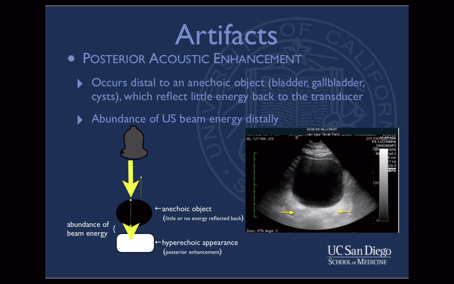Posterior enhancement occurs as a result of an abundance of ultrasound beam energy. Typically, this occurs distal to anechoic structures, which reflect back very little energy to the transducer. As illustrated in the diagram, distal to the anechoic structure, we see an abundance of residual beam energy, which causes the distal region to appear hyperechoic. This is also demonstrated in the image, which is a scan of the urinary bladder, followed by posterior acoustic enhancement.